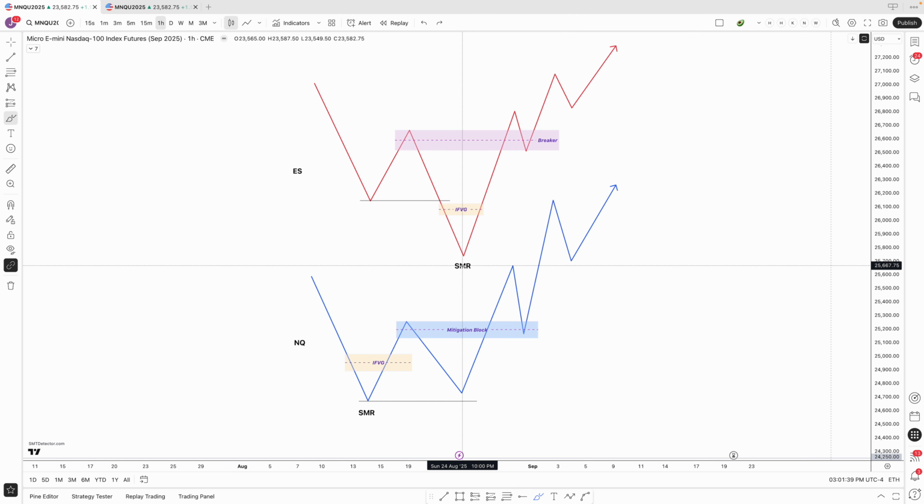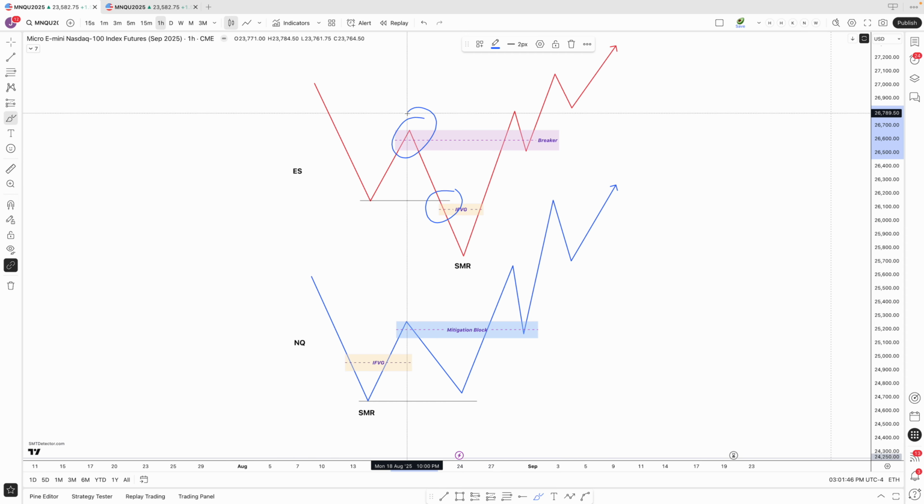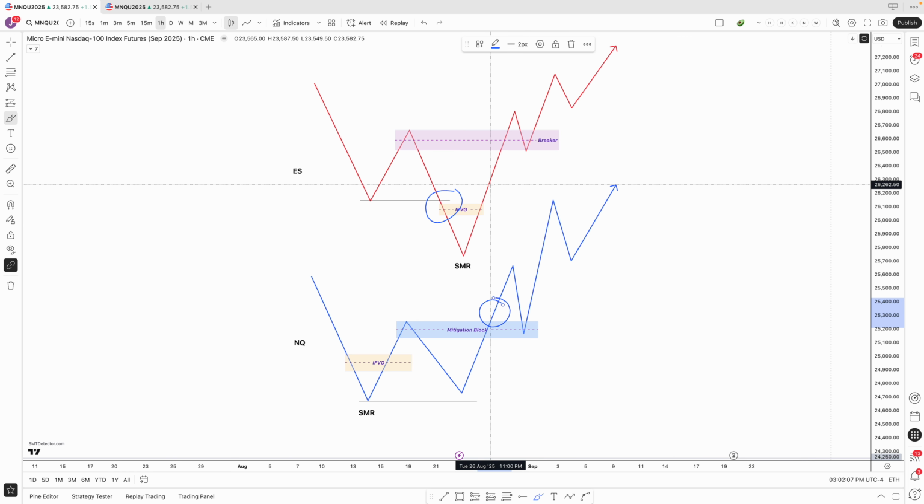And then for ES, it would be either this or this. But as soon as NQ gets above here, you can look to take the long. Okay, so if NQ gets above the mitigation block at this point here, and we've only got above the IFVG at that point, at the same time as ES, then it's valid to take a long, okay?